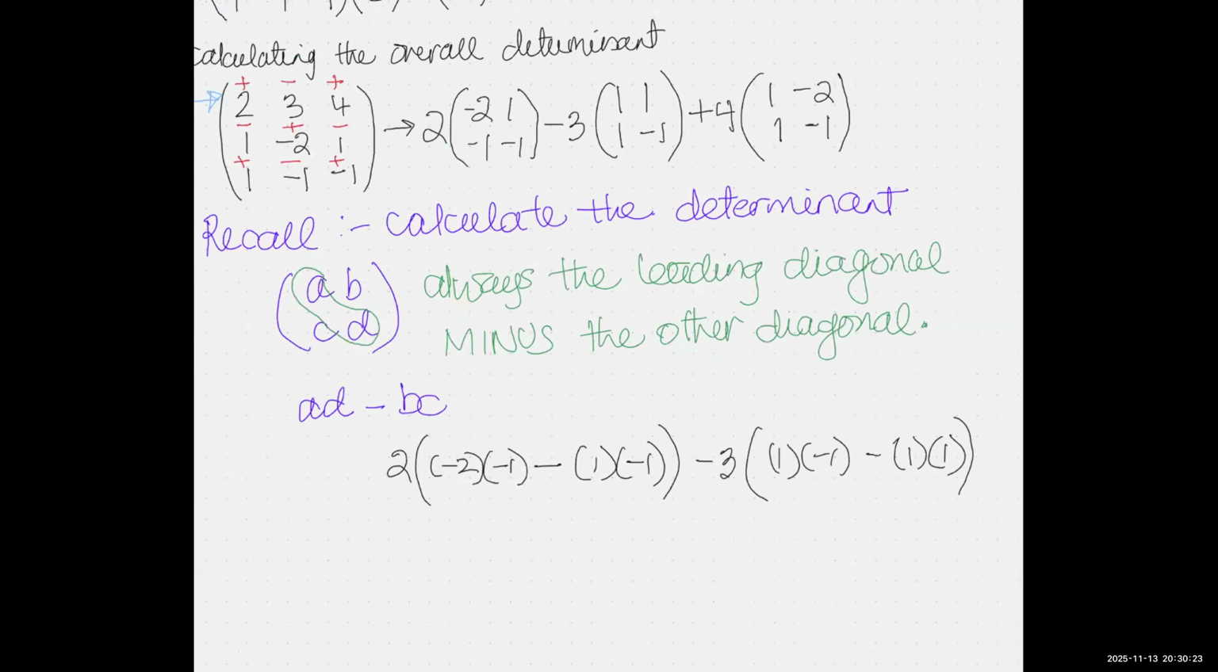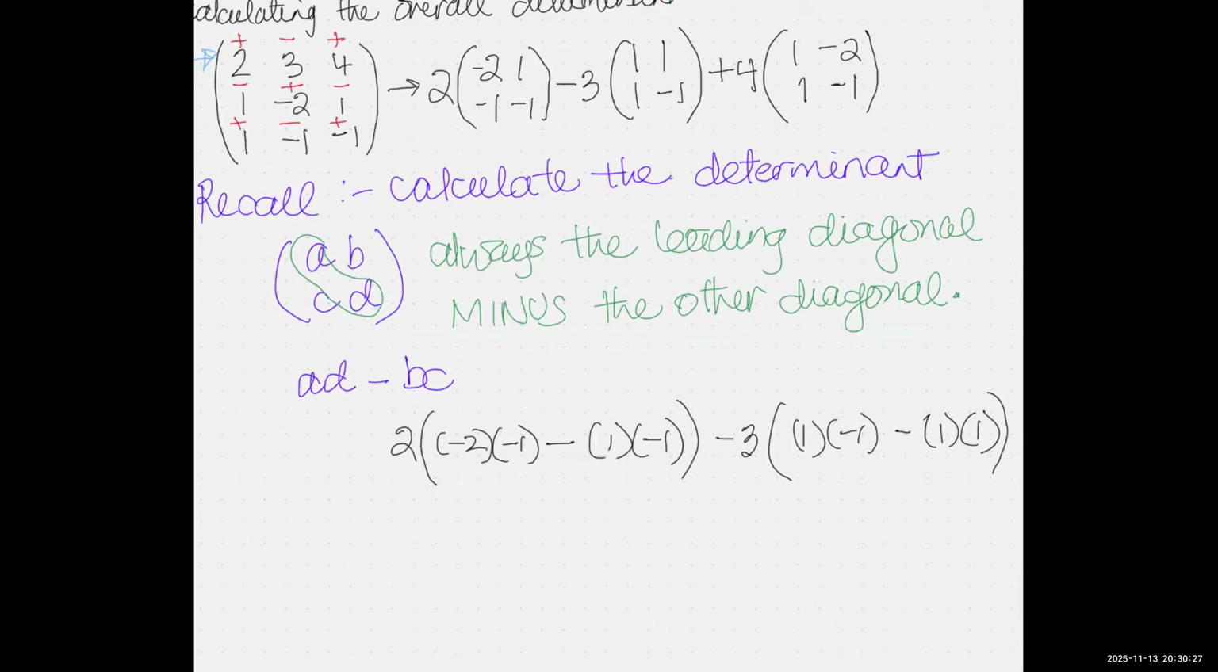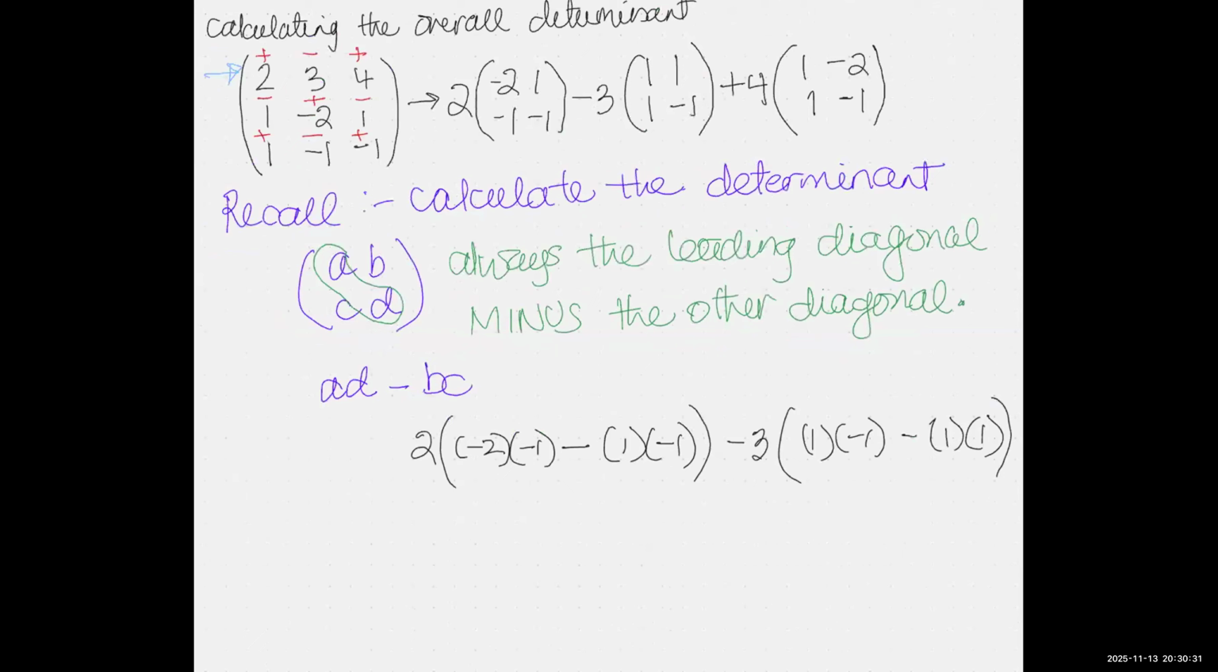Priscilla, look at what I have there. To calculate the determinant of a 2x2 matrix, A, B, C, D, it's going to be the leading diagonal, always the leading diagonal, A times D minus B times C. A times D minus B times C. Okay, I see it now. Always the leading diagonal, right? So let's go.